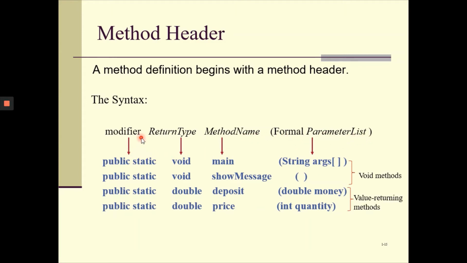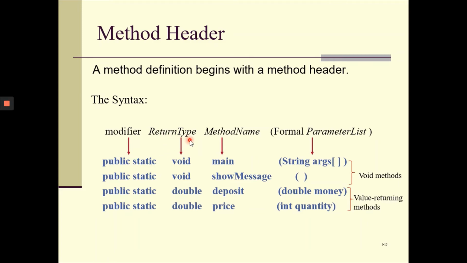Okay, so let's see one by one. In programming 1, you are going to learn about static methods. We are not going to learn about the ordinary method. That one you are going to learn in programming 2. So for this programming 1, you are just going to use this public static. So your modifier will always be public static.